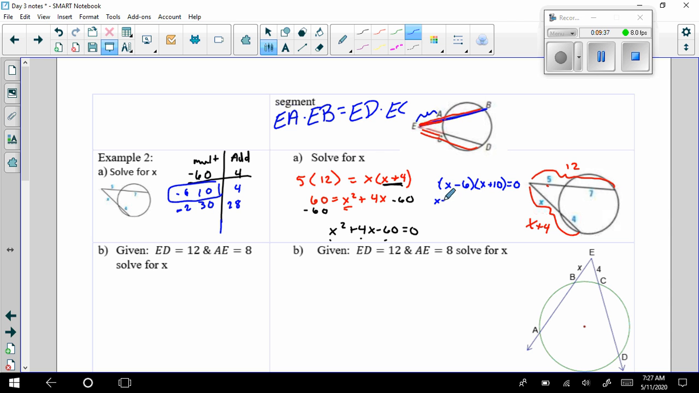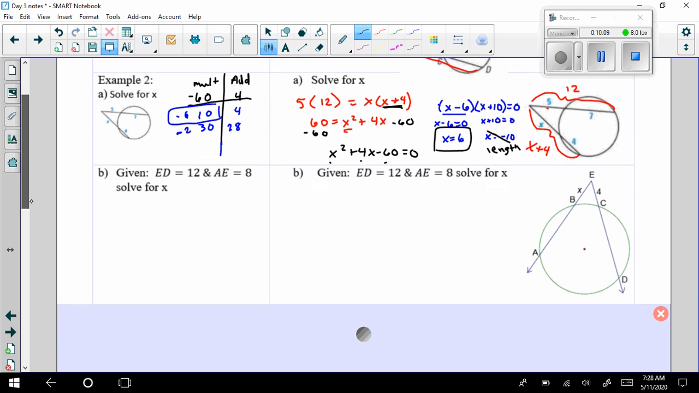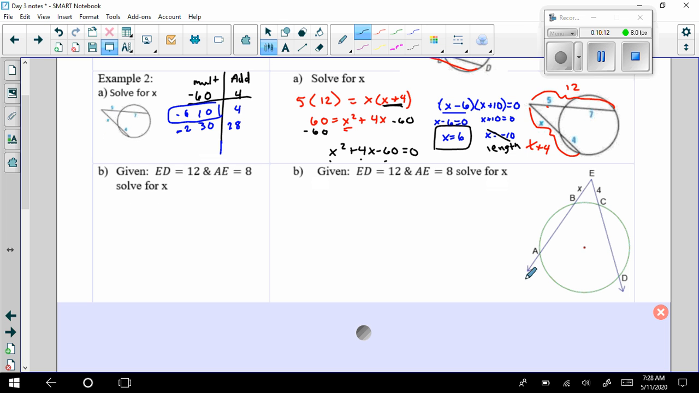So if x minus 6 is the one that is 0, because remember, anything times anything, one of them is 0. So x equals 6. Over here, x plus 10 would equal 0, so x could also be negative 10. But since we're talking about length, it can't be a negative. And so x is equal to 6. Okay, that's probably the most complex you'll get because it involves factoring, but that idea stays the same throughout.